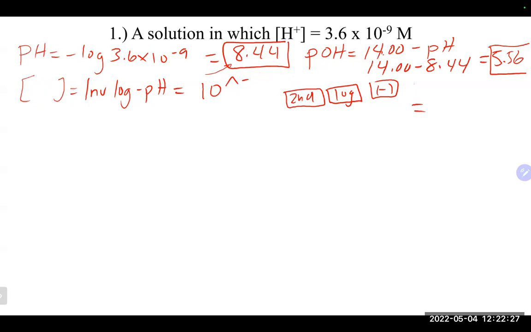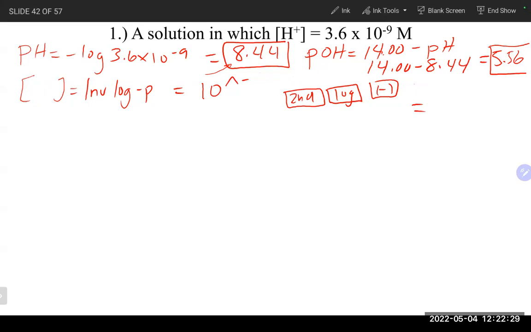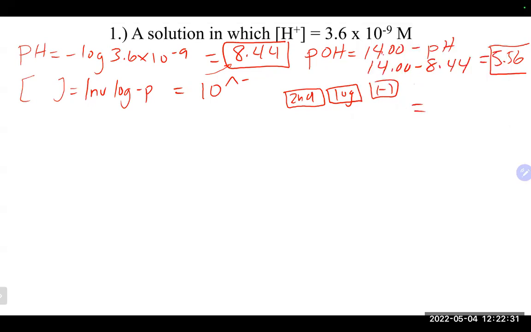Let's try that right number there. I actually want the OH minus concentration. That would be good. So we're going to take the pOH, which we will extend my arrow to the right number, which should be right there. That is going to be 5.56.